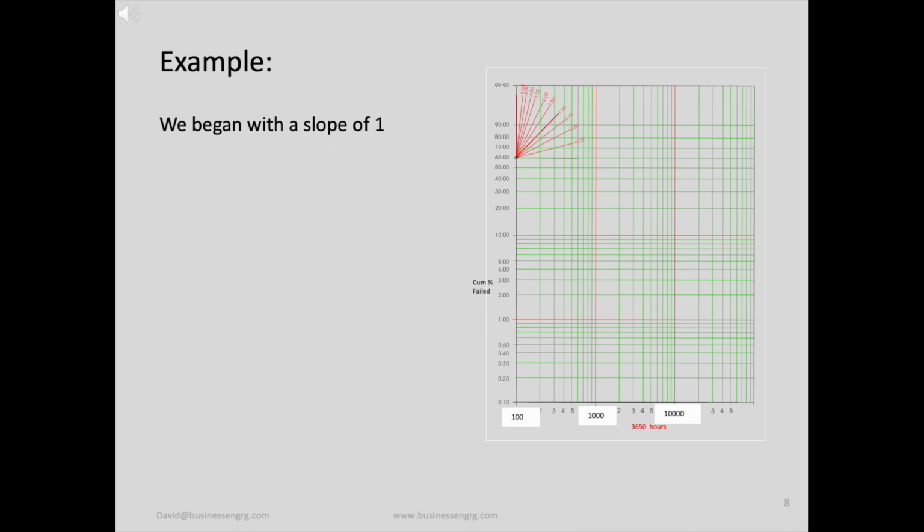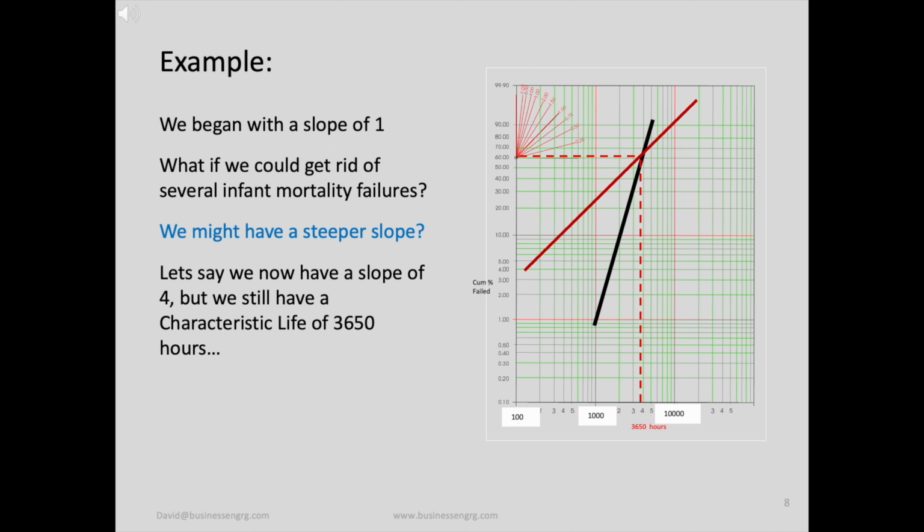For the example, let's say that we began with a slope of 1, indicative of a constant failure rate, with random failures. If we looked deeper, we may discover this data is actually a combination of different failure modes. Let's say we were able to remove several of them, and we end up with a steeper slope of 4. A useful question might be, at what point would we expect to see 10% of them fail by?